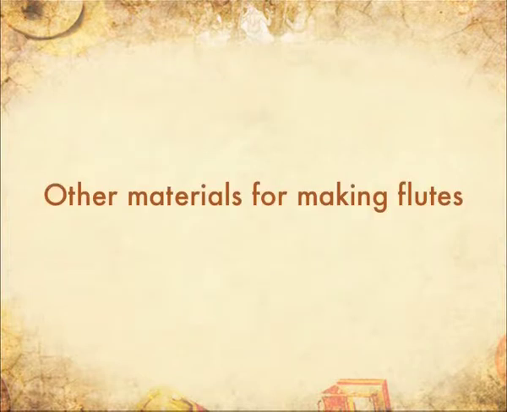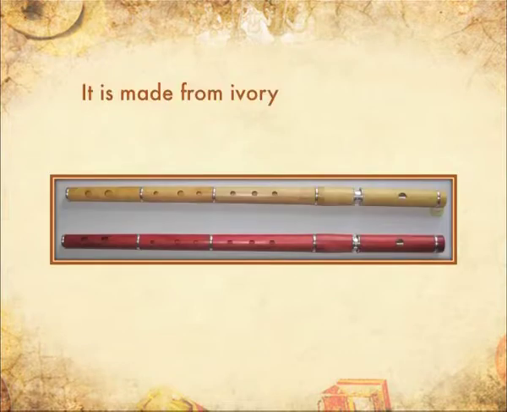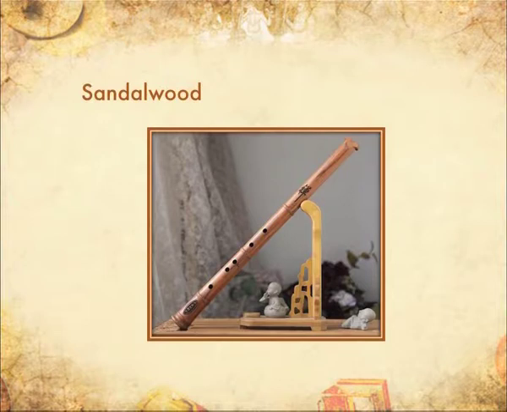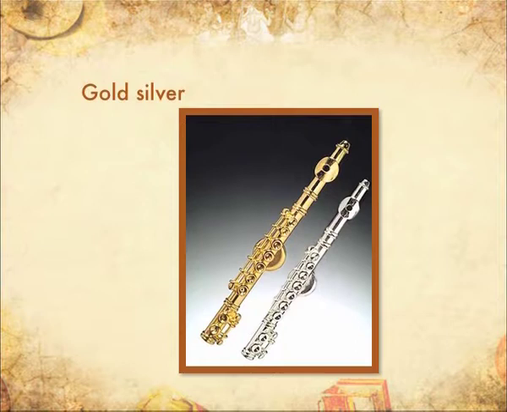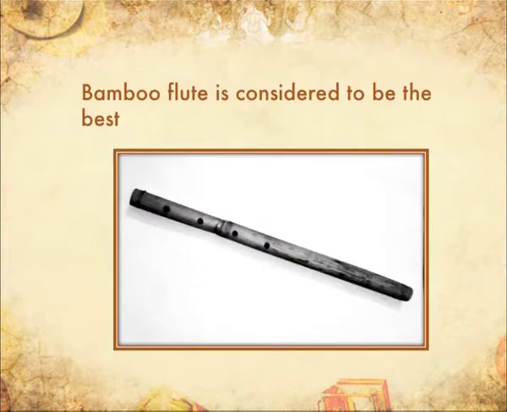Other materials for making flutes. Flutes can be made of ivory, sandalwood, cane, reed, gold and silver. But the bamboo flute is considered to be the best.